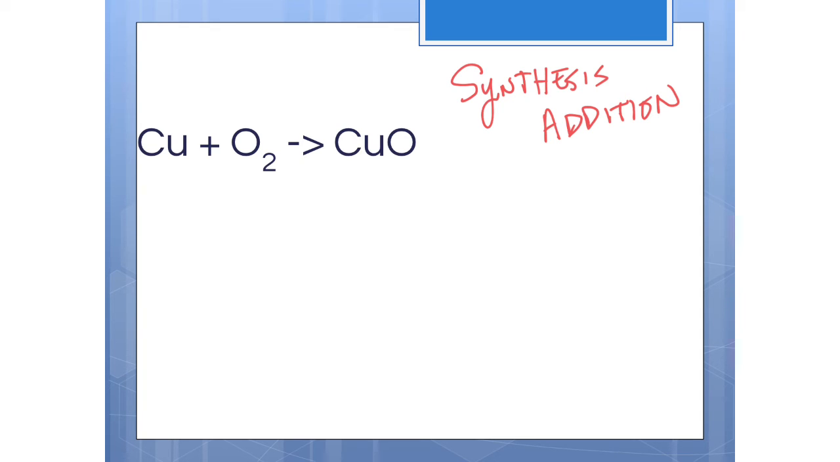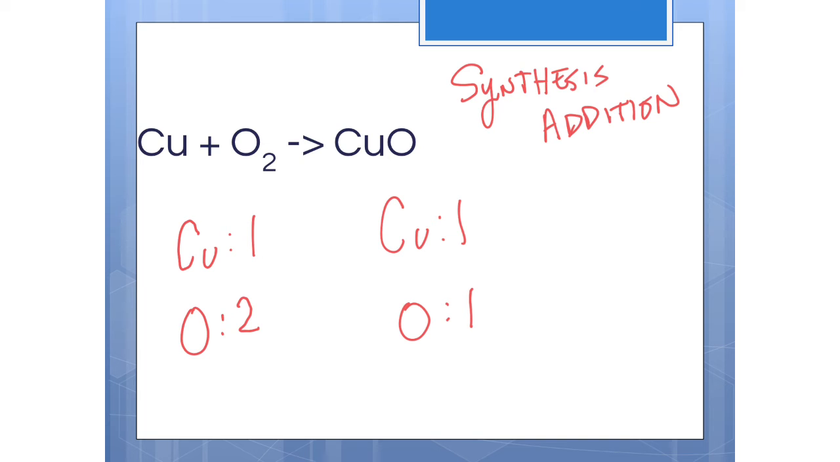All right, so now what we want to do is balance it on both sides. On this side we have copper and oxygen. We have 1 copper and 2 oxygen atoms. Over here we have copper, there's only 1, and oxygen, there's only 1. So now we want to get this oxygen over here to balance with this oxygen over here. So these oxygens are not balanced.